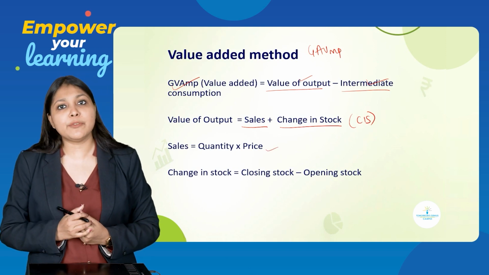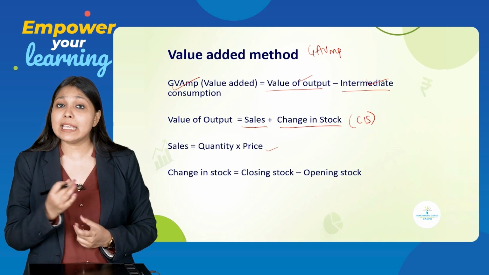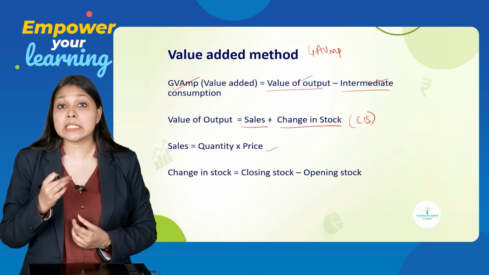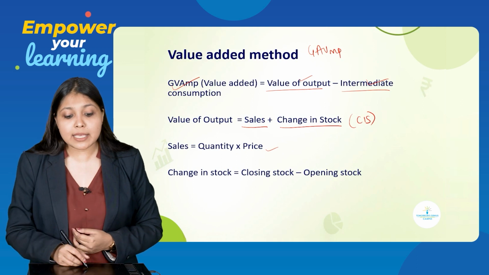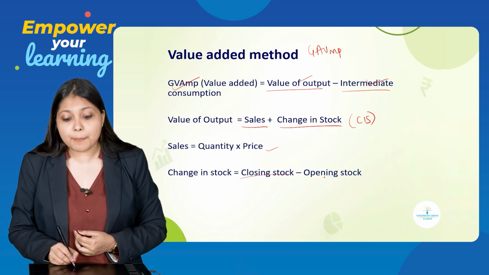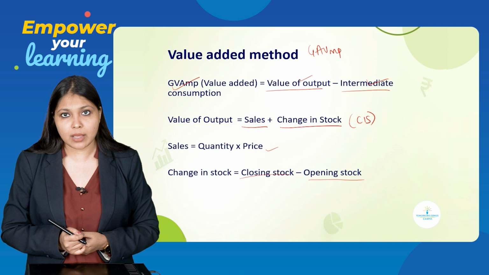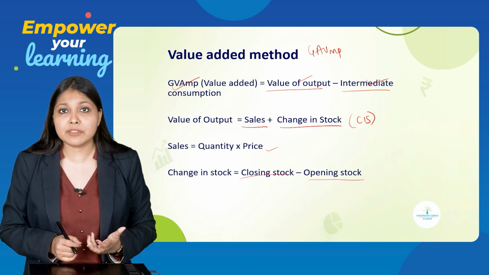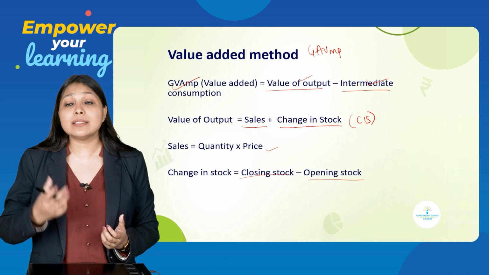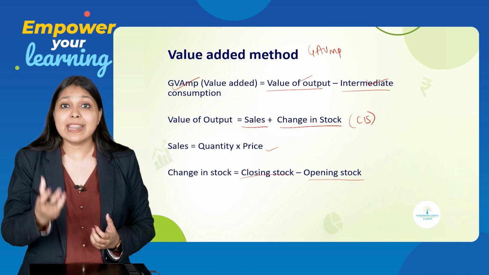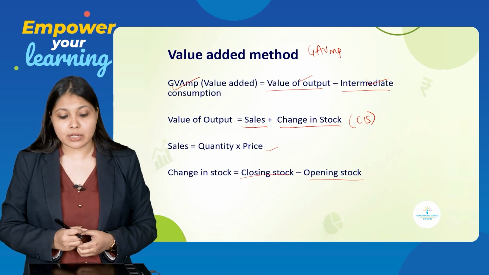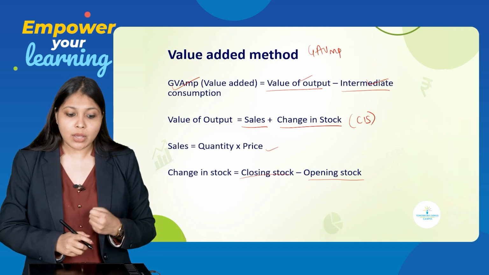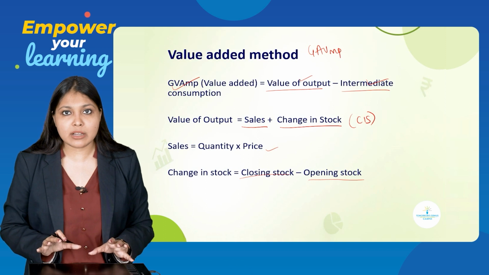And same goes for change in stock. If it is directly given to us in the question, then no problem at all. But if it is not given, then the formula is closing stock minus opening stock. We know what is closing stock, the stock which is left at the end of the year, and opening stock is the stock which is there at the beginning of the year. So, closing stock minus opening stock. Okay, so I hope this part is clear.